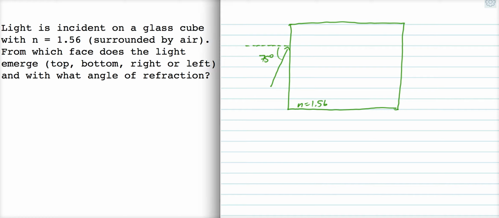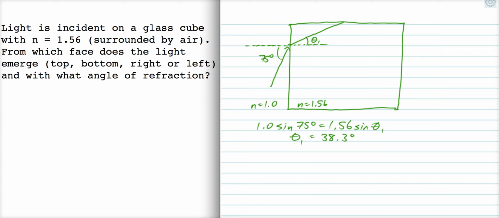Okay, so we need to figure out where this light is going to emerge from the cube. So let's start with this first angle. We'll call that theta 1. Let's figure that one out first. So we're surrounded by air. Okay, so we have 1.0 sine 75 is equal to 1.56 sine theta 1. So if I solve that for theta 1, I get theta 1 is equal to 38.3 degrees.